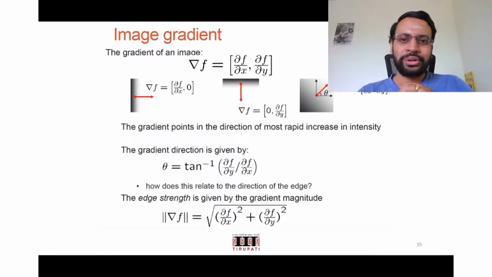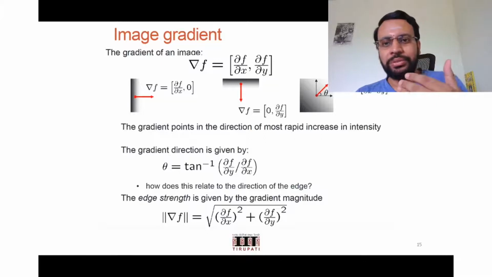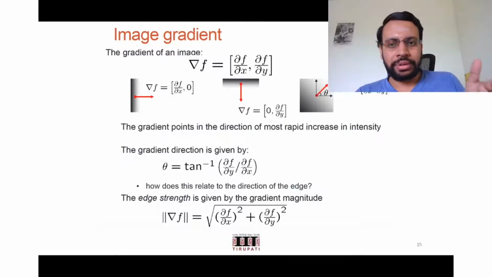Welcome back to our online video lectures on medical imaging. In the last video lecture, we were discussing image gradients, and now we will continue our discussion from there. So we discussed that a gradient, for example for a 2D image, is a vector that has two components at every pixel: the derivative in the x direction and the derivative in the y direction.